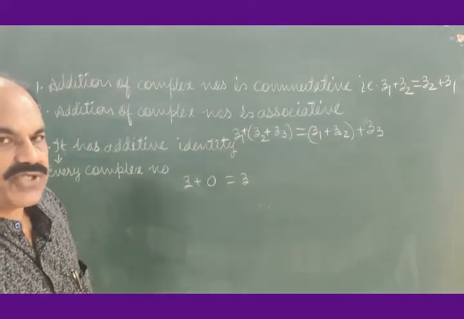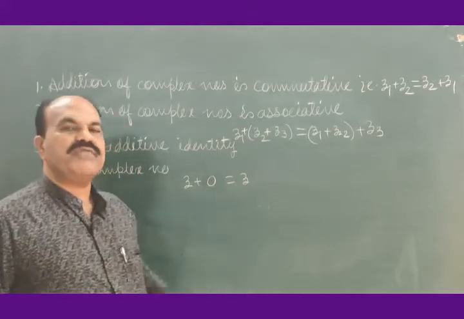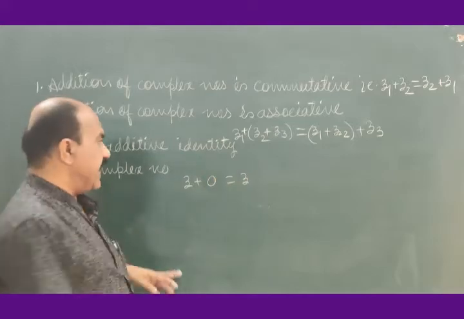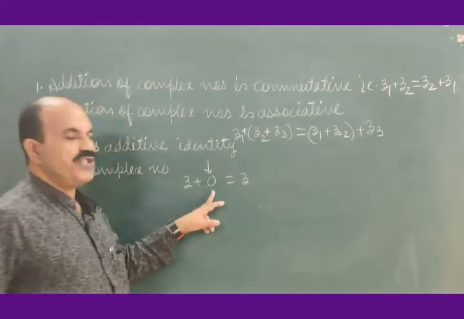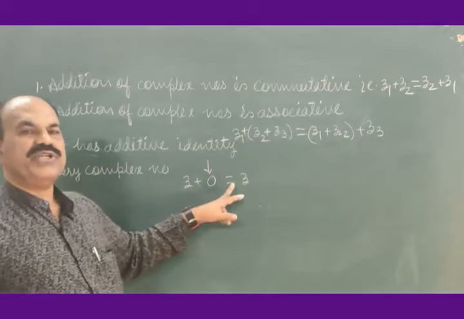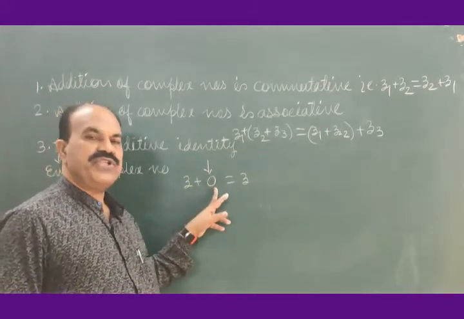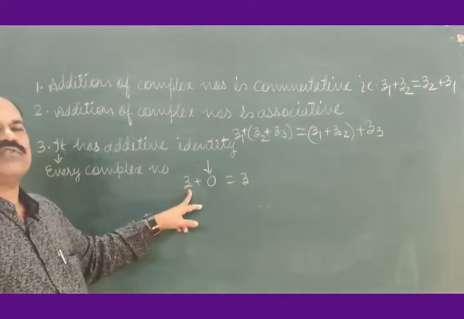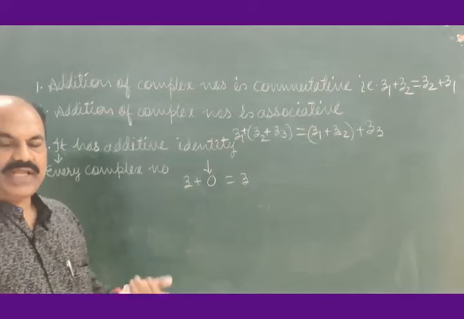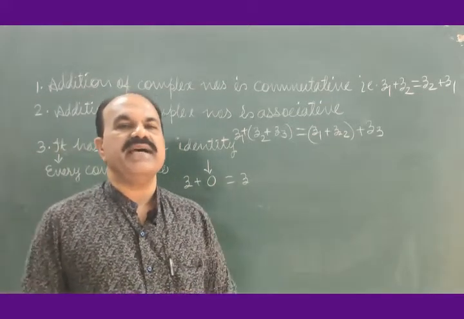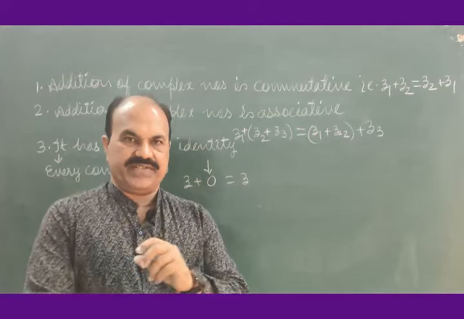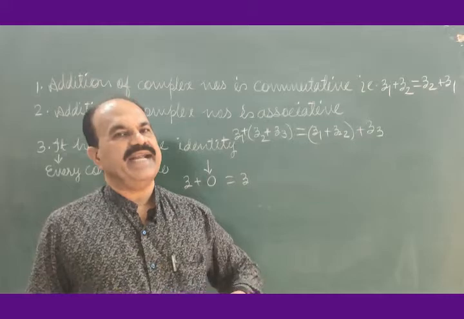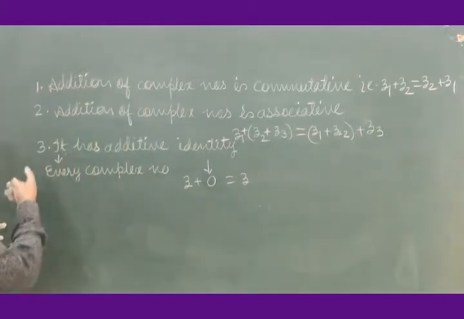we have a complex number Z. Z plus 0 is equal to Z. Therefore, this 0 is known as the additive identity of complex number Z. Actually, every complex number has additive identity. This is the third property.